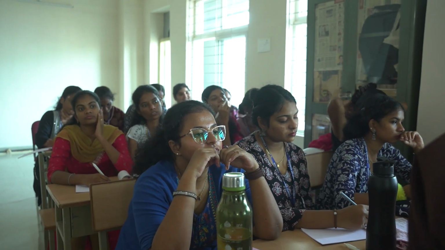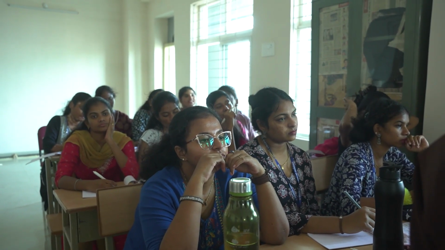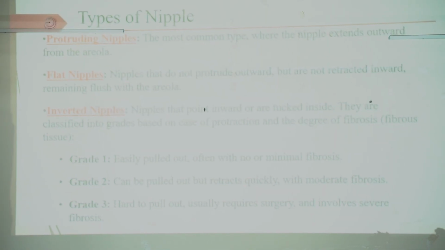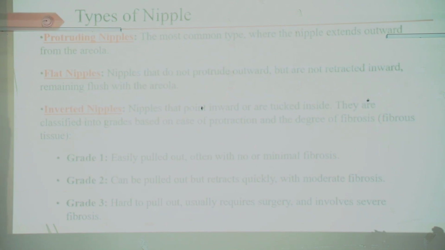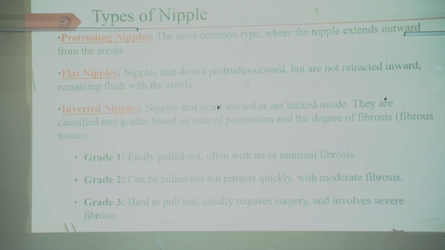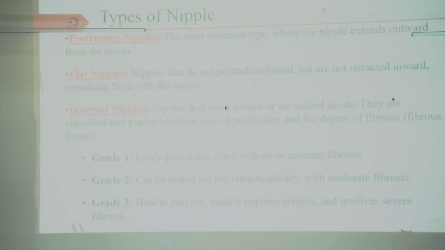So coming to the nipples, there are different types of nipples, which is very important to know before you learn about latching. The normal nipples are the protruding nipples, and there are flat nipples and inverted nipples. In inverted nipples, grade 1 is without any fibrosis, so we can make the nipple come out and feed the baby, whereas in grade 3 there will be fibrous tissue involved, so making the nipple come out will be difficult. There we might need some instruments, or if the mother is very interested in breastfeeding, there can be a small surgery for the fibrous tissue to be removed.